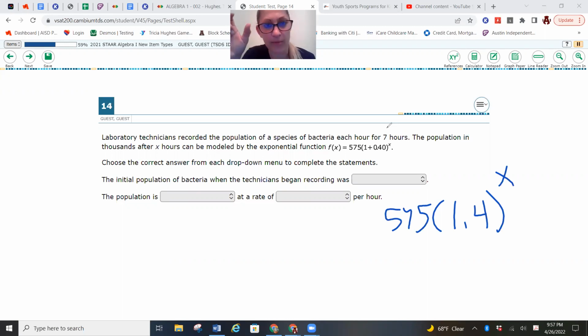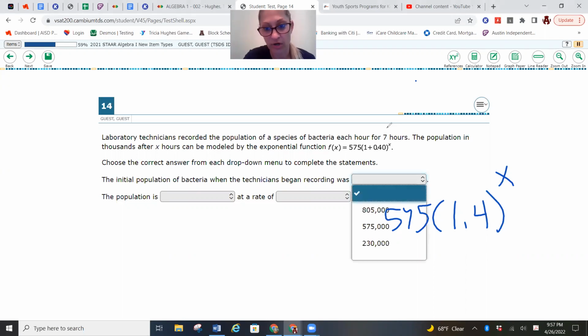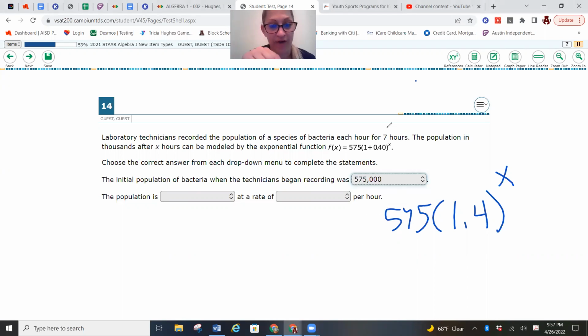I don't know why they separated that, but it doesn't matter. You can add 1 plus 0.4 and get 1.4. The initial population in this drop-down menu. So the initial, remember, the initial is the starting number. Well, the starting number was 575. But remember, it's in thousands.